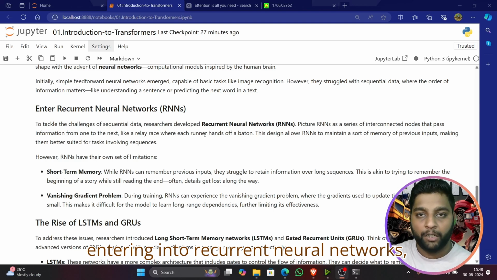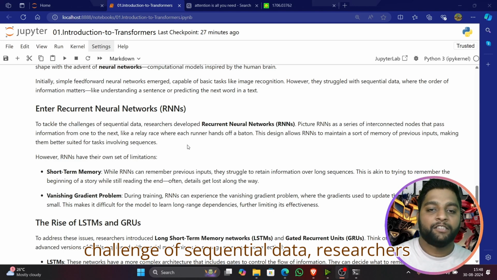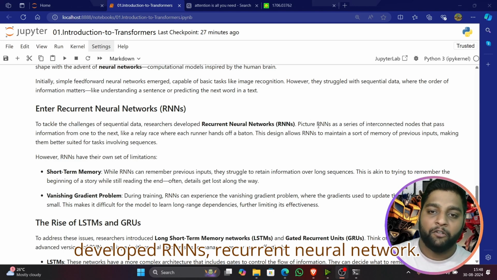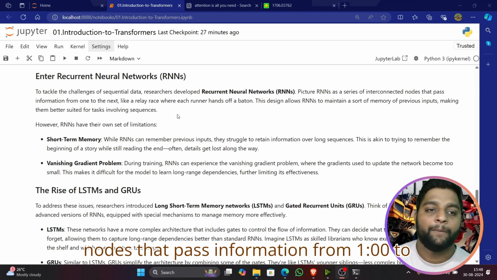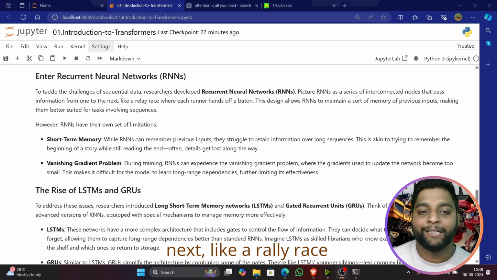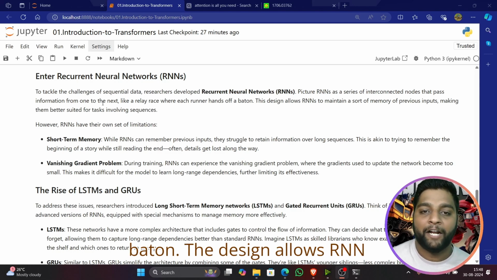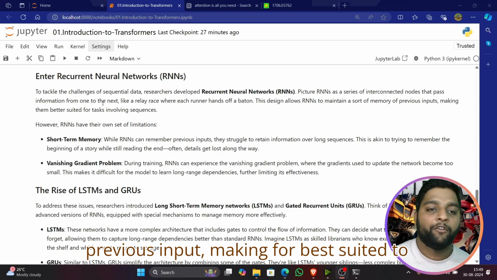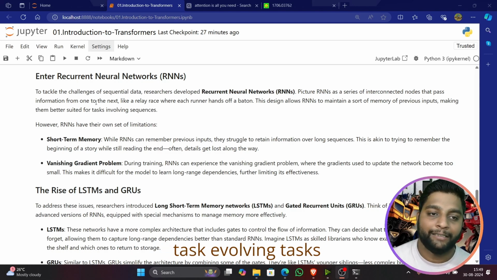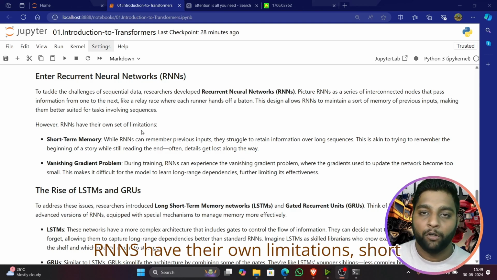Entering into recurrent neural networks, which are nothing but RNNs. To tackle the challenge of sequential data, researchers developed RNNs, recurrent neural networks. RNNs are interconnected nodes that pass information from one to the next, like a relay race where each runner hands off a baton. The design allows RNNs to maintain a short memory of previous inputs, making them best suited for tasks involving sequences. However, RNNs have their own limitations.